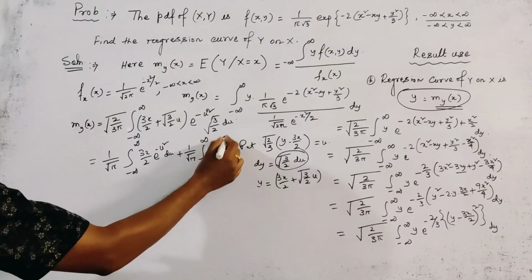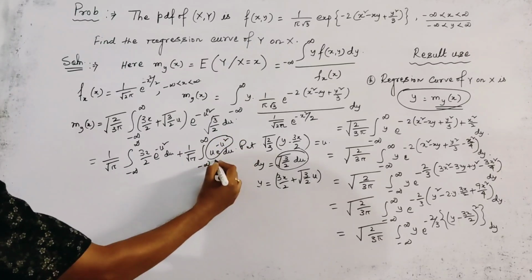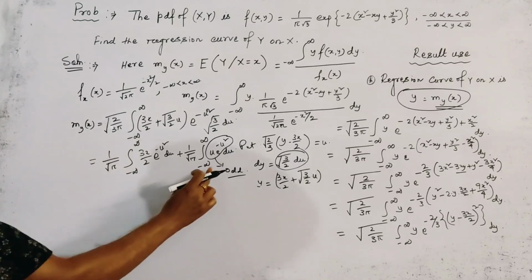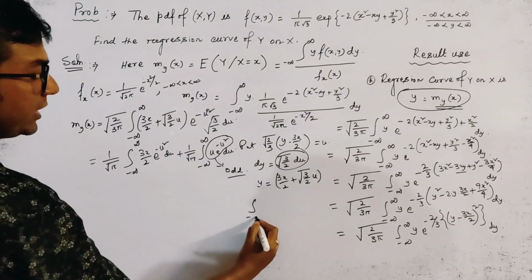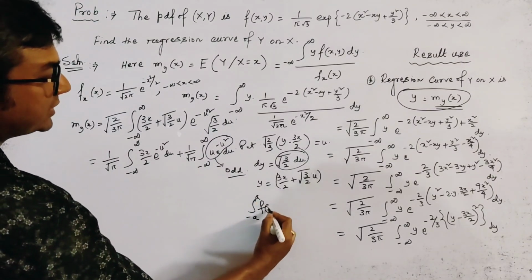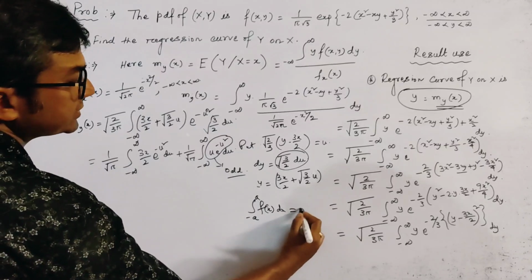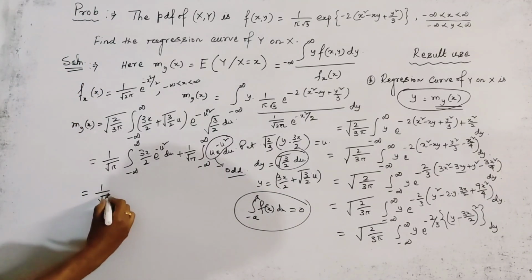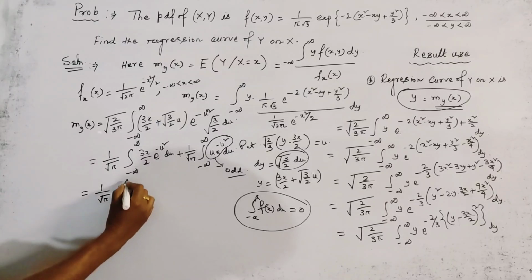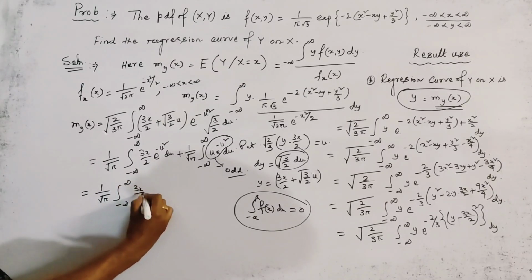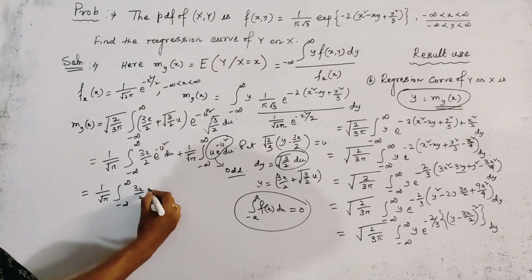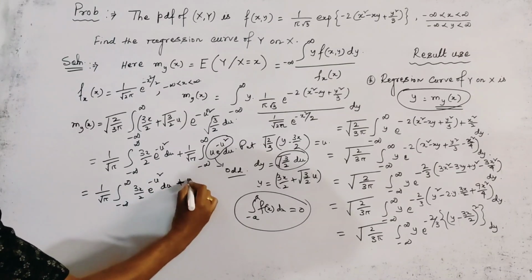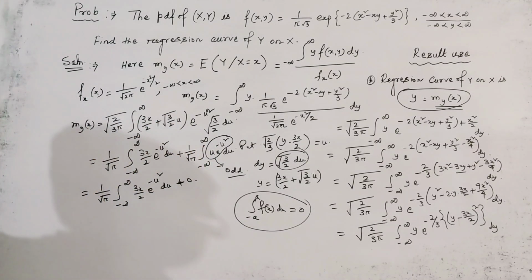Okay, and clearly this is an odd function. So for this type of integration, minus a to a f(x) dx, for an odd function this is 0. So we get 1 by root pi integration minus infinity to infinity 3x by 2 into e to the power minus u square du plus 0, because this integration is 0.